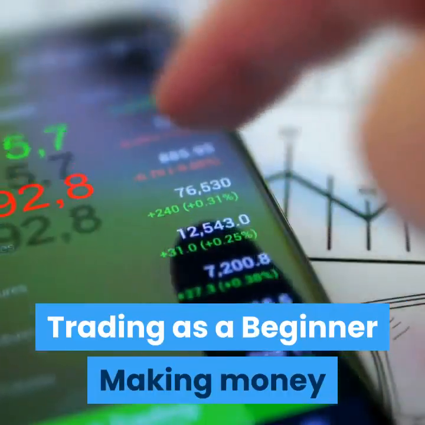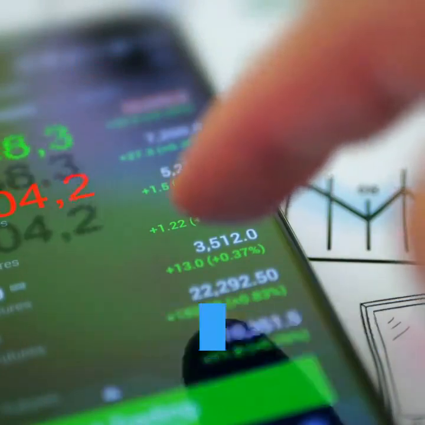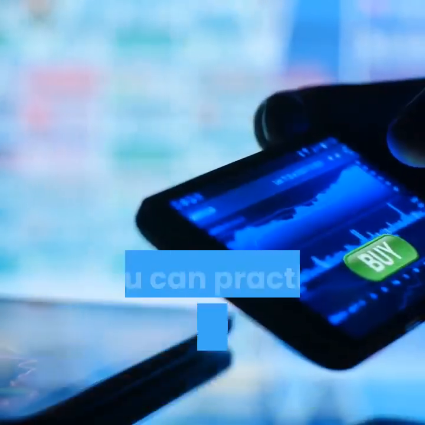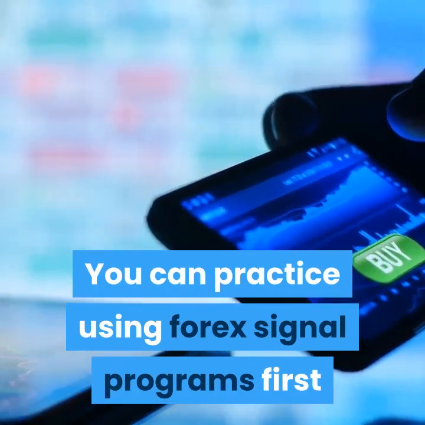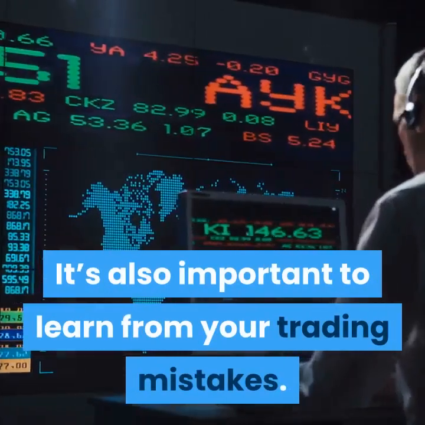Trading as a beginner. Making money trading in Forex is an achievable goal, if you can keep your head together while you're learning about the market. You can practice using Forex signal programs first and begin trading small. It's also important to learn from your trading mistakes.